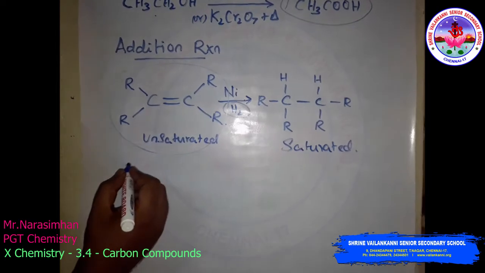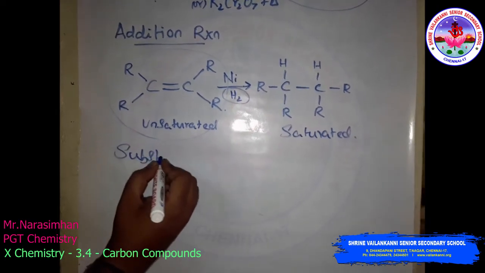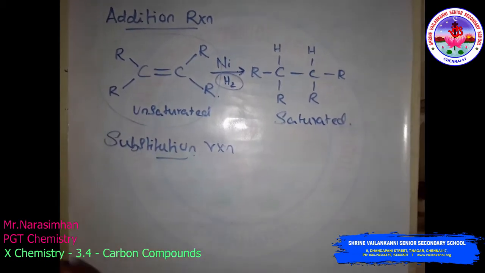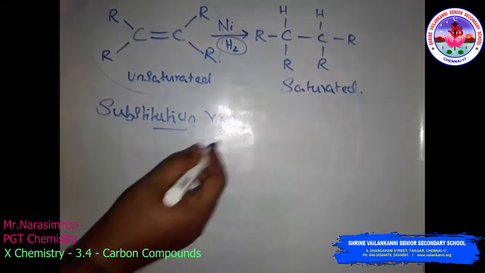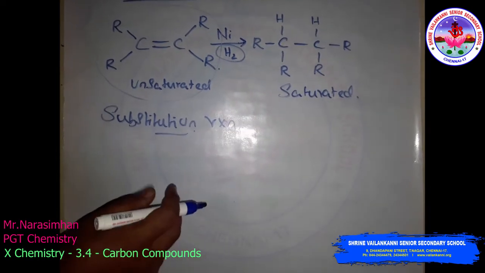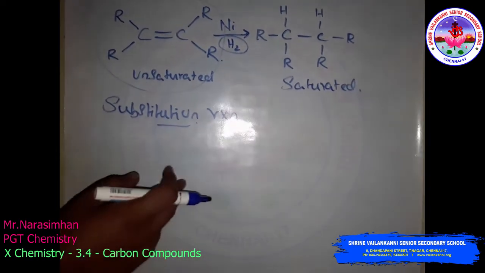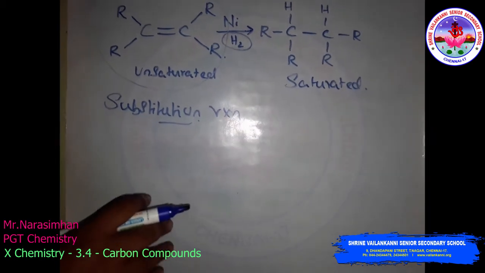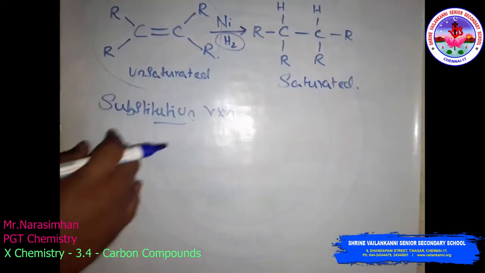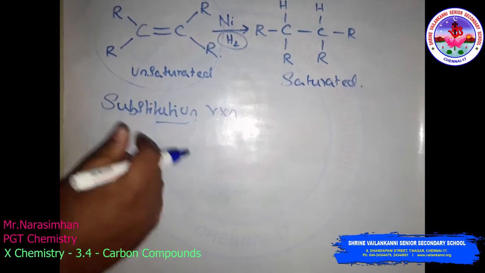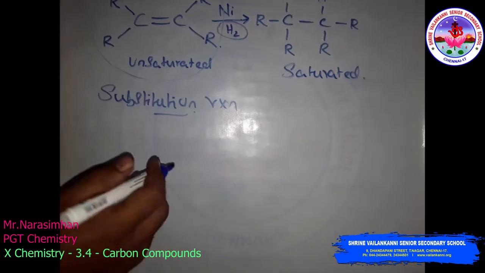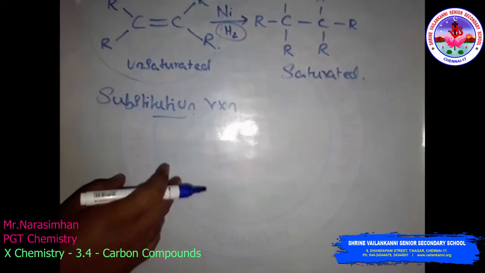Then substitution reaction. Here, in the substitution reaction, the saturated hydrocarbons are fairly unreactive and are inert in the presence of most reagents. However, in the presence of sunlight, when chlorine is added to hydrocarbon, the reaction will be very fast. That is, chlorine replaces hydrogen atoms one by one. It is called a substitution reaction.